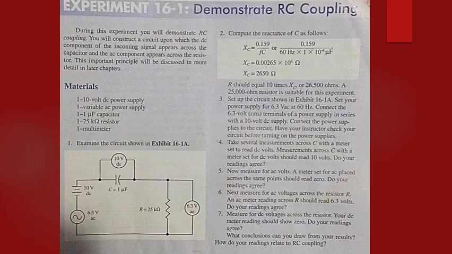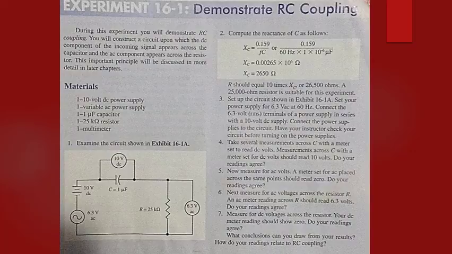2. Compute the reactance of C as follows. See the formula. And the reactance is 2650 ohms. Resistance should equal 10 times the capacitive reactance, or 26,500 ohms. A 25,000 ohm resistor is suitable for this experiment.